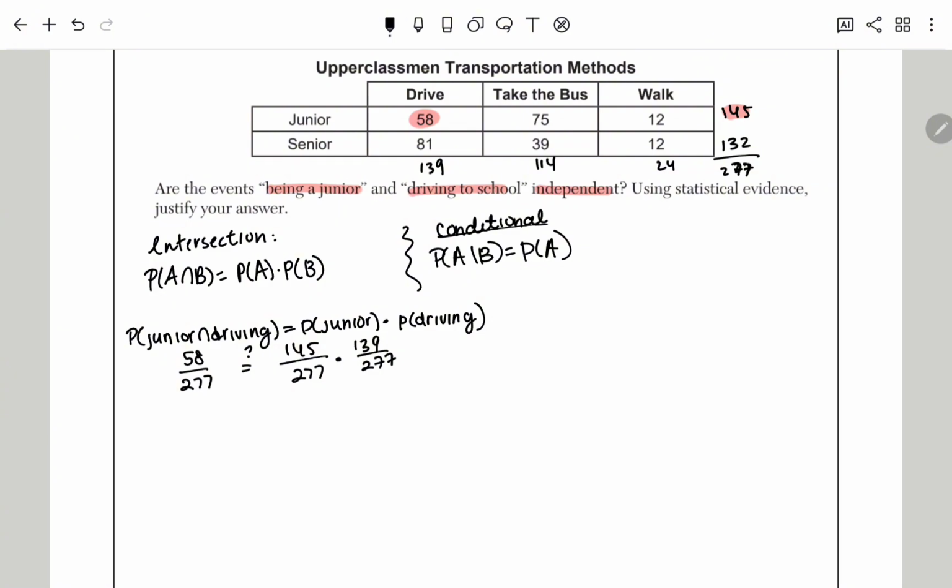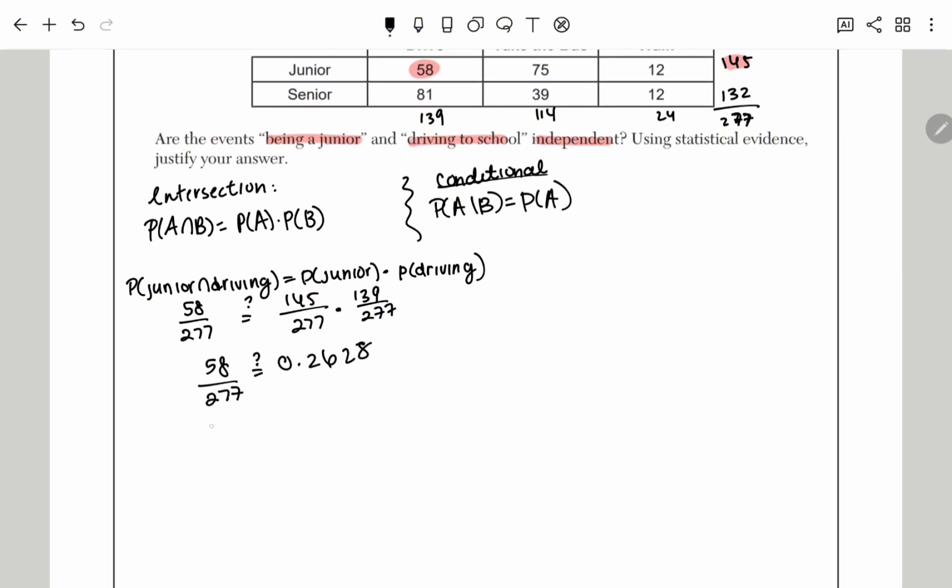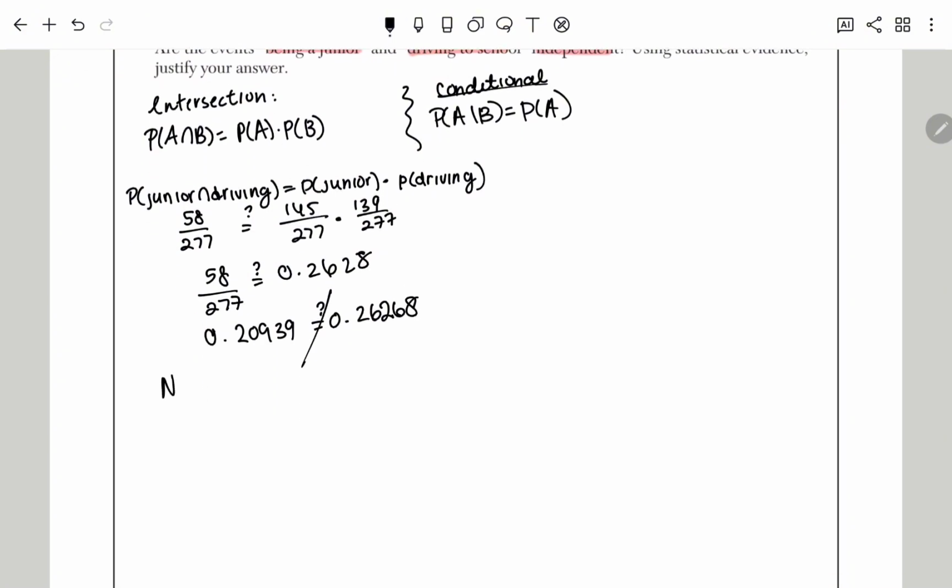When I put that in my calculator, I'm going to get 58 over 277, question mark, equals 0.20939. Does that equal 0.26268? And it does not. So are they independent? No.